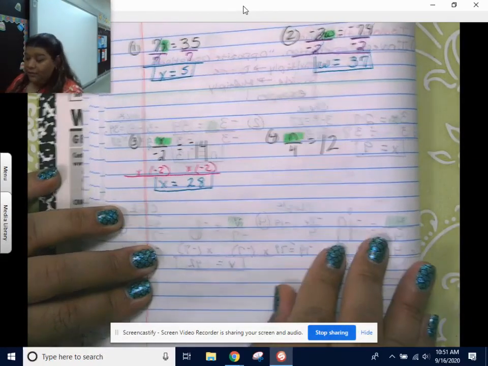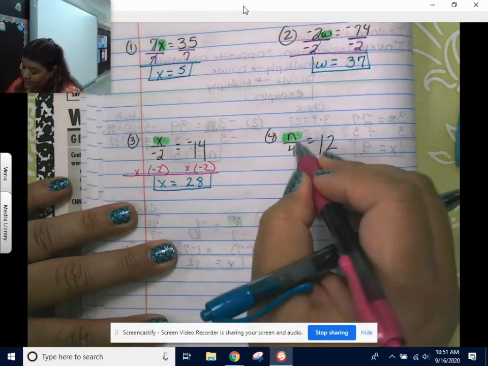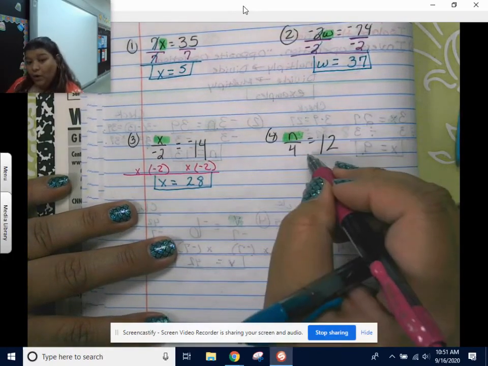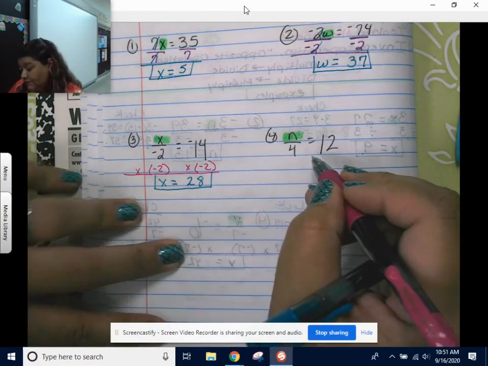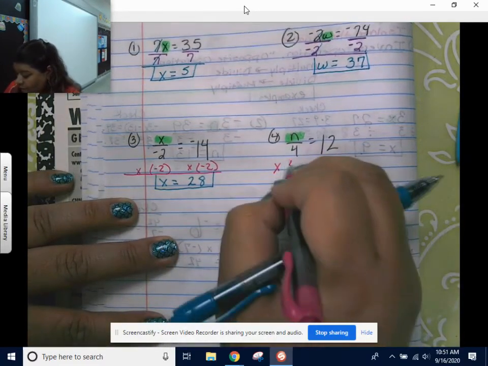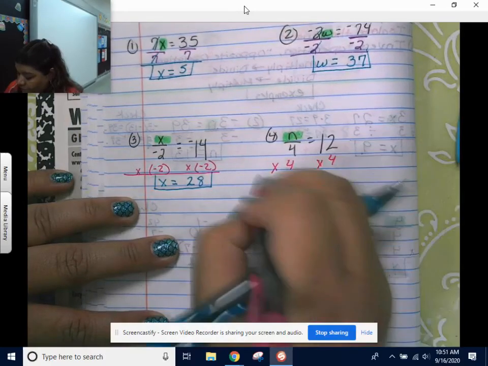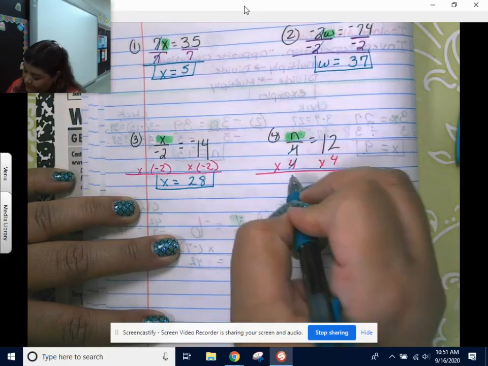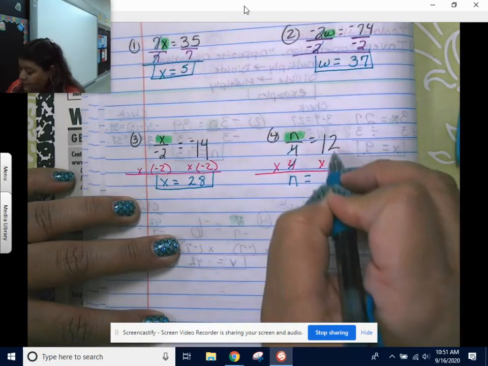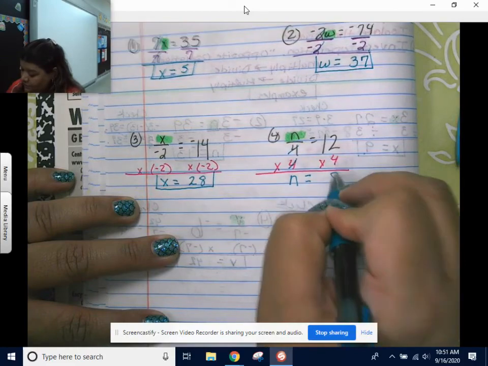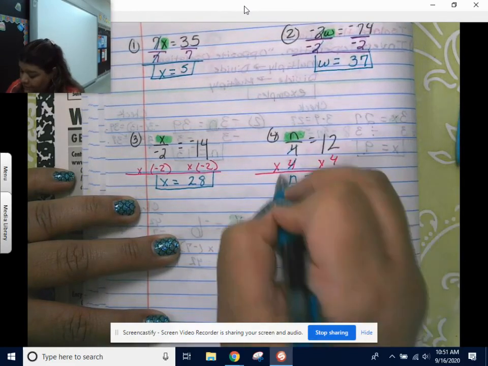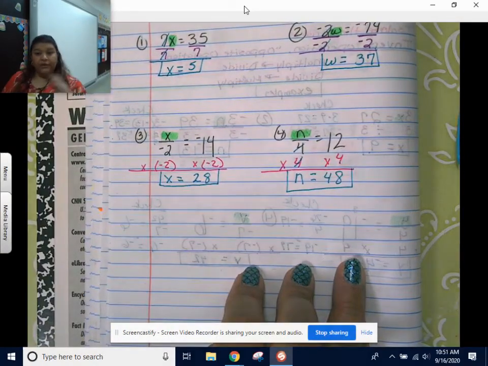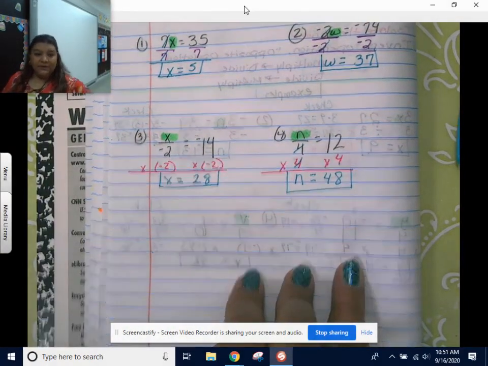And the last one. N divided by 4 equals 12. So here is my isolation of the variable, n. He wants to be left alone, so I need to get rid of the 4. We do the opposite of that. So instead of dividing by 4, I'm going to multiply by 4 on this step. These undo each other, so they cancel. And 12 times 4, let's see, 4 times 2 is 8, 4 times 1 is 4. They're both positive, so my answer just stays a positive 48. And check your work. 48 divided by 4, it gives me 12.